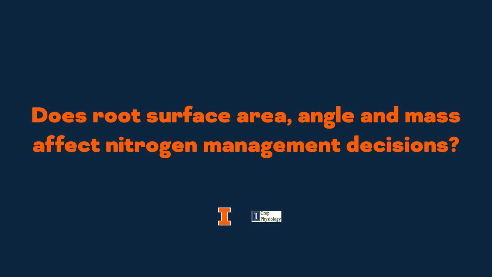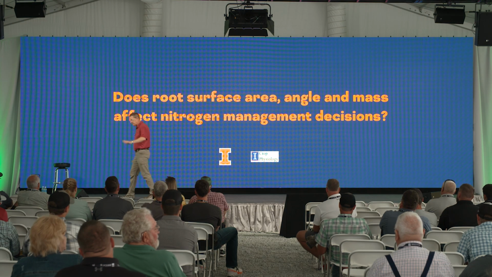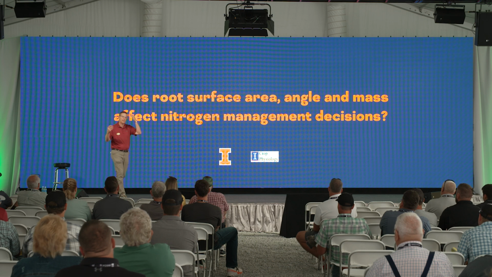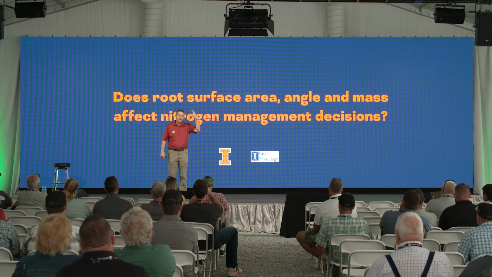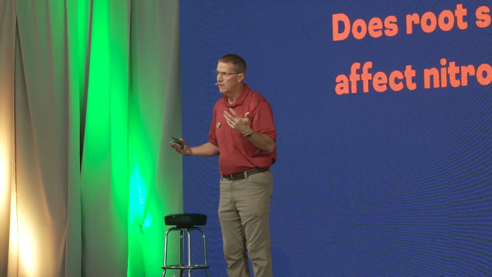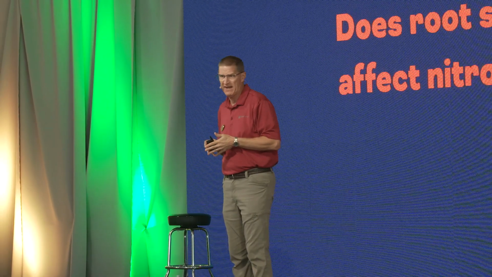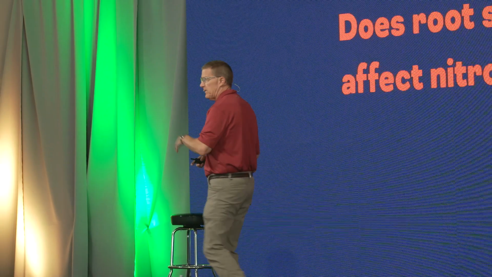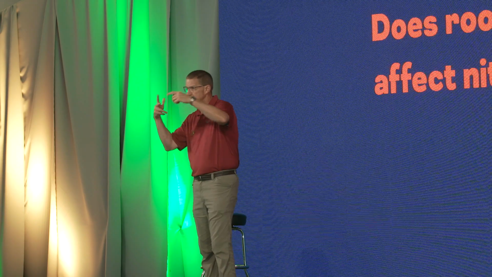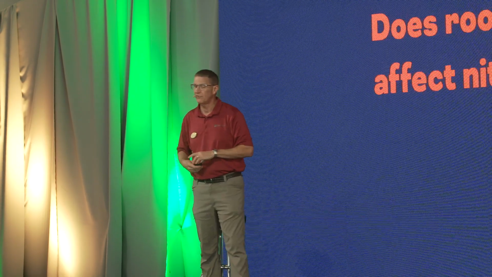So we reached out to a young man sitting right over there. Raise your hand. That guy is doing his PhD research with Beck. His name's Sam Leskonich. Sam and his team are doing this research at the University of Illinois, and we asked them to engage in a couple of different projects. The first was to understand whether surface area, mass, and angle really matter as it relates to nitrogen management on your farm. The second was to help us understand how population management and root architecture interact. Those are the things we wanted to understand.